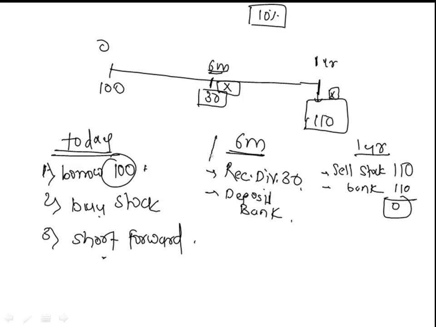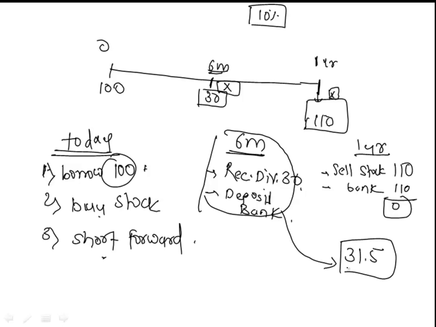But what I will be left with is this amount of dividend that I had received halfway and which I have invested for half of the year. So I will receive approximately 31.5, which is my arbitrage profit.